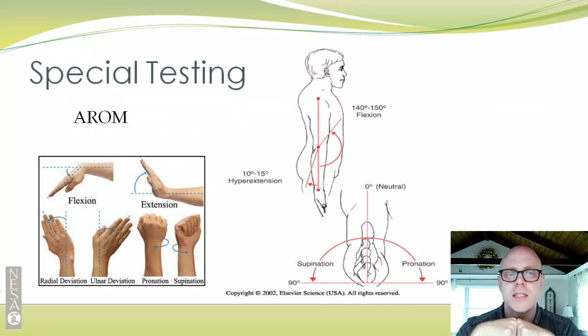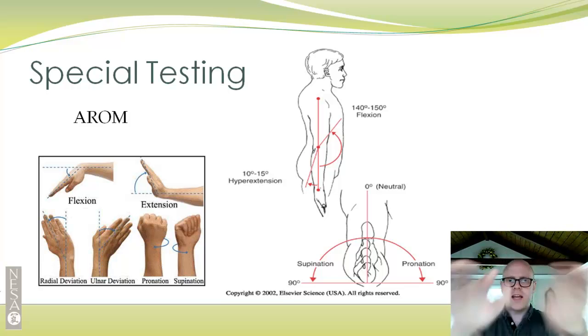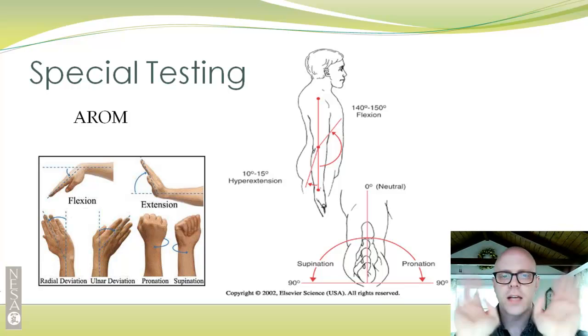When we get into special testing, the first thing we talk about is range of motion, or in this case, active range of motion. You can see this little picture here. It talks about the different types of flexion, extension, pronation, supination, those kinds of things. When it comes to flexion and extension, I often have the patient extend their arms out and flex and extend both wrists.